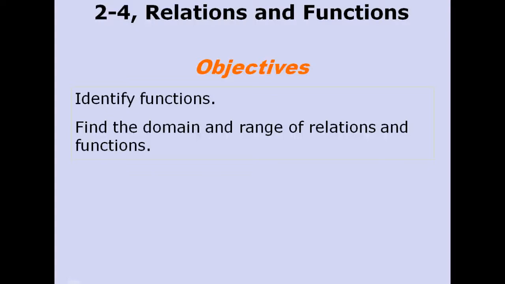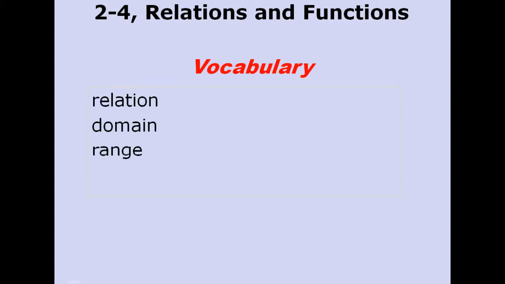Relations of functions. Today our goal is to figure out what domain and range are, how relations become functions, what makes a relation a function, and what makes a relation not a function. Those are the vocab terms you need to write down. So those four terms I want you to put into your notes.